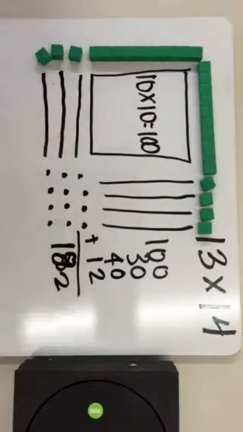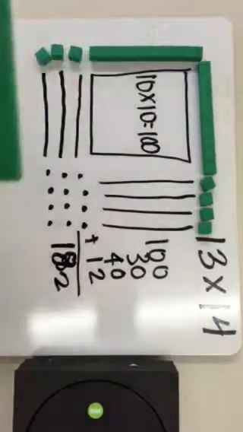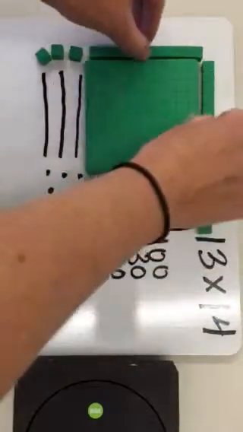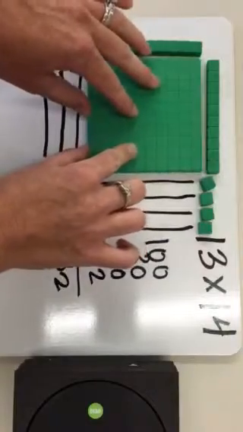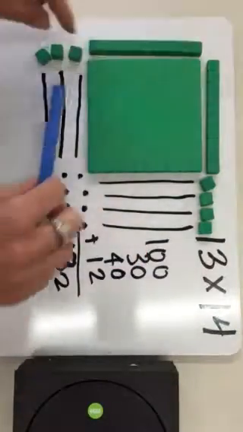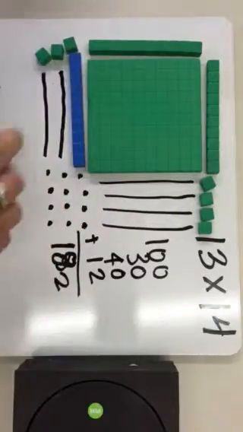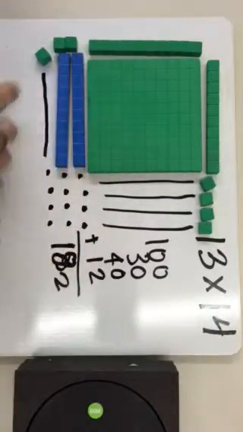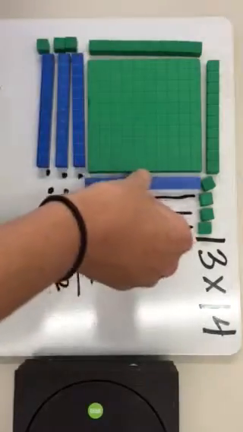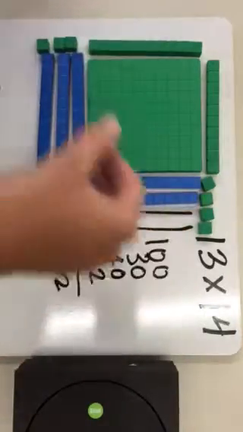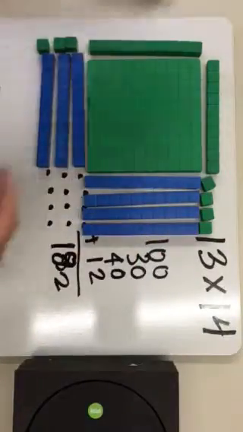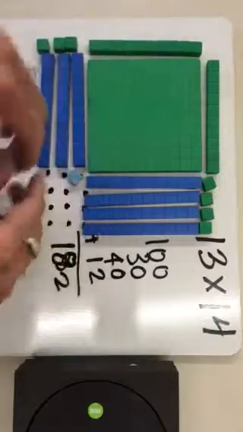Now, if your students are not ready for the pictorial model, you can also use the concrete base 10 pieces, and here we can show 10 times 10 is 100 with the flat, 10 times 1, and we can fill in our rods. 3 of them, and then up here we would have 4 rods, and then at the bottom we could fill in all of our units.